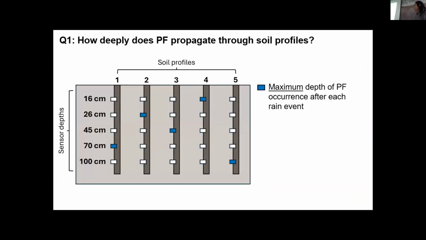I'm just going to highlight a couple of findings that focus mainly on storm conditions and the climate side of this question. The first thing we were interested in was how deeply preferential flow propagates into the soil profile. We care about this because if preferential flow is occurring a lot, but it's all in the top 30 centimeters, you might expect that it wouldn't impact something like groundwater recharge as much as if it was happening at a meter depth. So when a rain event occurs, these blue squares indicate that we find the deepest soil moisture sensor in each profile that responded with preferential flow, and then we look at that across all rain events that we have for a given site.